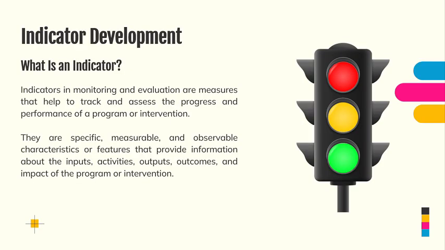What is an indicator? In monitoring and evaluation, indicators are measures that help to track, assess progress, and performance of the program or intervention. They are specific, measurable, and observable characteristics or features that provide information about the outputs, activity, outcomes, as well as the impact of the program.